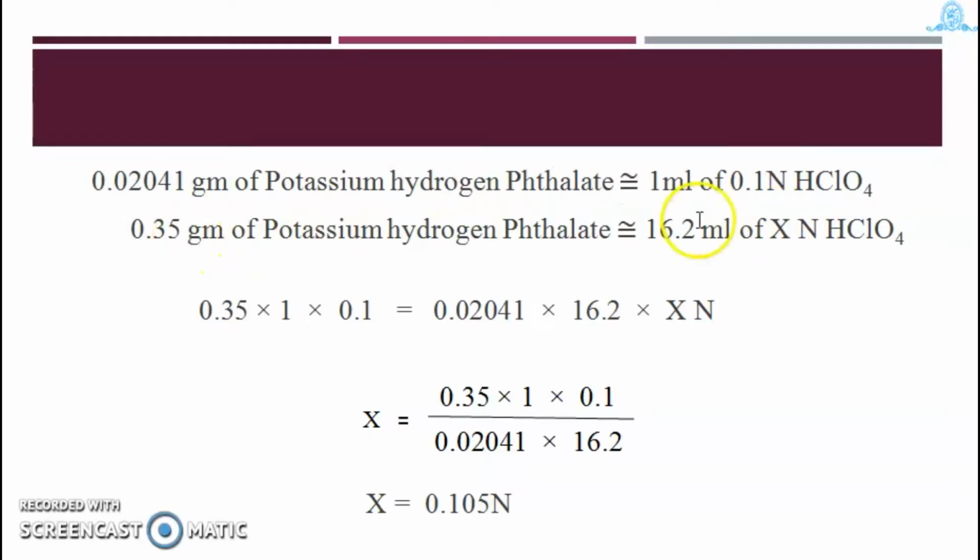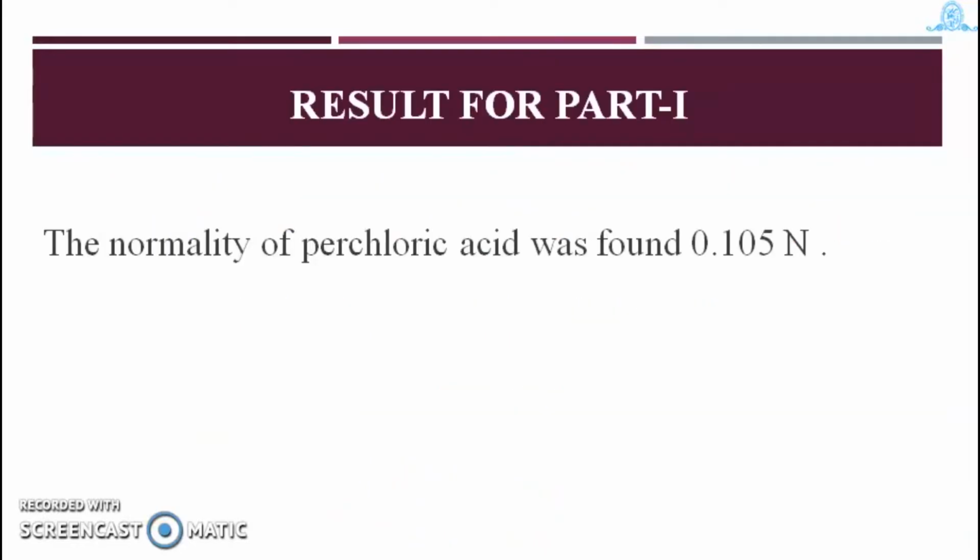Okay. So by the cross multiplication, that is 0.35 into 1 into 0.1 is equal to 0.02041 into 16.2 into x normal. Okay. So we have to find out this x. So just by cross multiplication and all that, by solving this equation, we will get the value of x is 0.105 normal. Okay. This is the normality of perchloric acid. So we can conclude the result for part 1. The normality of perchloric acid was found to be 0.105 normal.